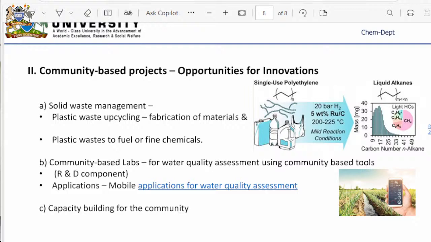Finally, is capacity building in the areas where we are working. Can we be able to capacity build? All right? Yeah, so that was just my suggestion from my end.